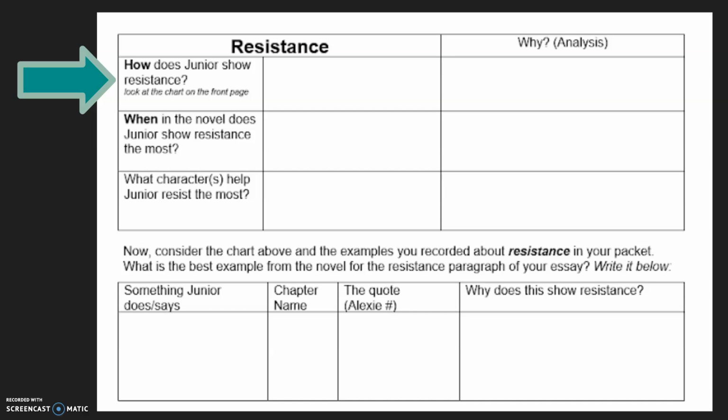You can even look at the notes that you just took on the chart on the front page of your current note packet. Does he use art? Does he go to a protest? Think through, and I want you to write down 1 or 2 words. How does he resist? Okay, once you have that, I want you to write why. What fuels Junior's ability to do this? Why does he choose this type of resistance over another type of resistance?